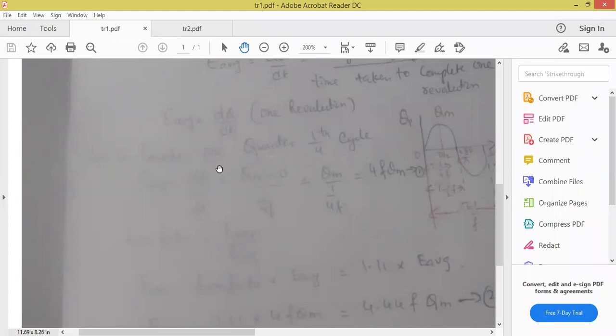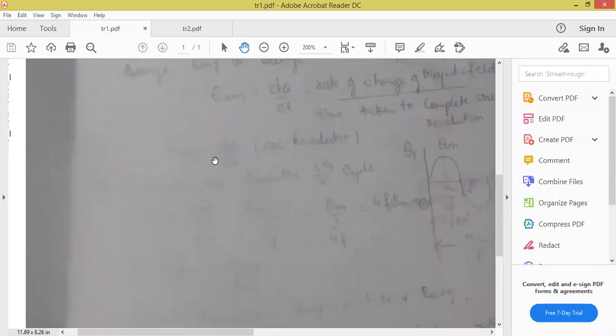Is it clear, all of you? d phi by dt is equal to phi m minus 0 by 1 by 4f. So phi m by 1 by 4f is equal to how much? 4f comes to the numerator, and this is 4f into phi m. Equation 1. This is very important.